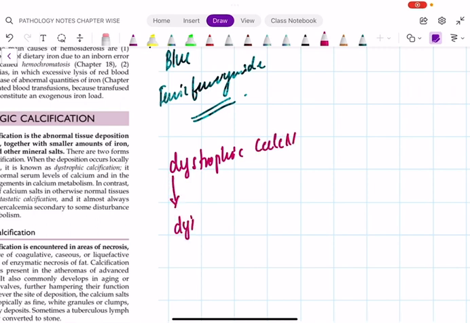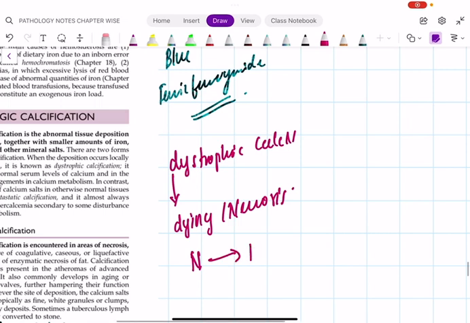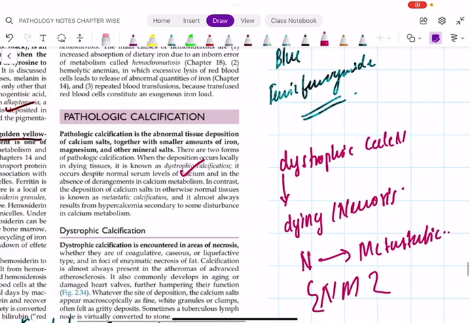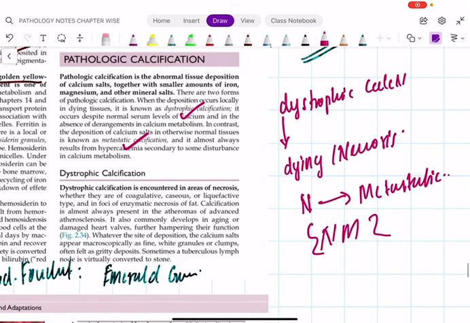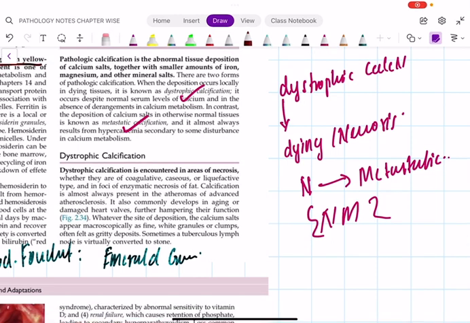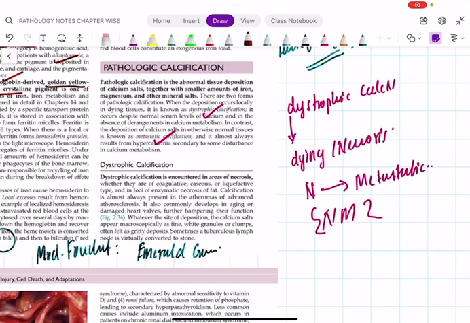D stands for dying. That means in dying or necrotic tissues, dystrophic calcification occurs, and in normal tissue we have metastatic calcification. Remember like this: N and M, normal, metastatic. So that is dystrophic and metastatic calcification. In normal tissues, metastatic calcification; in dying tissue, dystrophic calcification. Don't confuse. I have told you dystrophic calcification occurs in areas of necrosis.